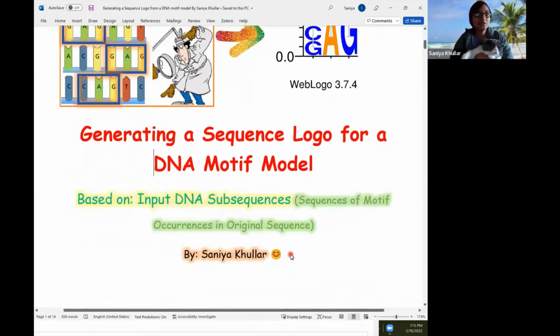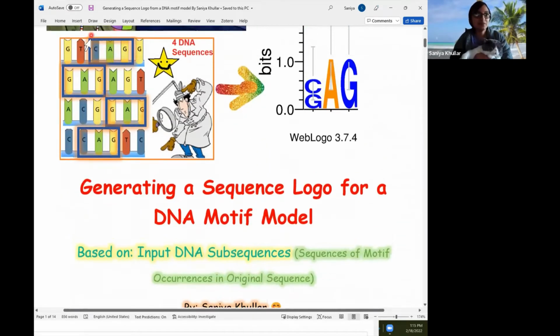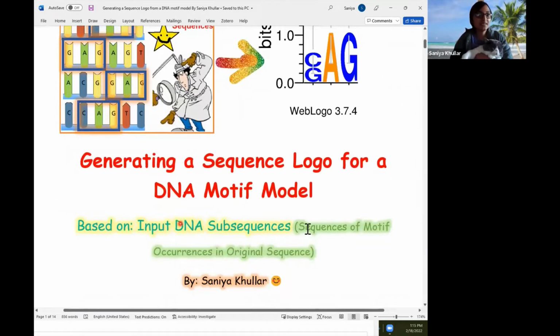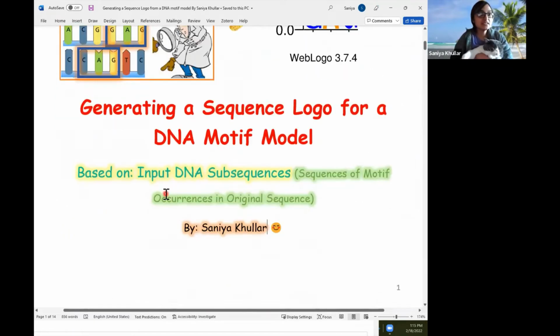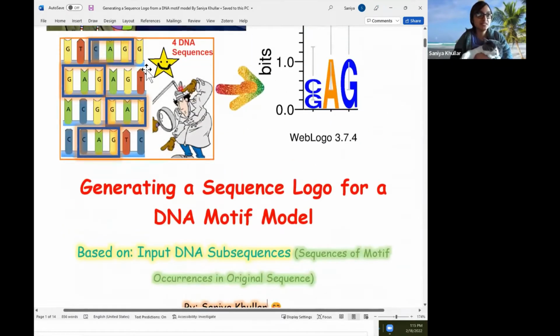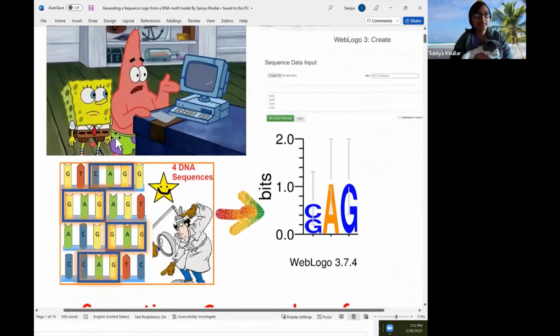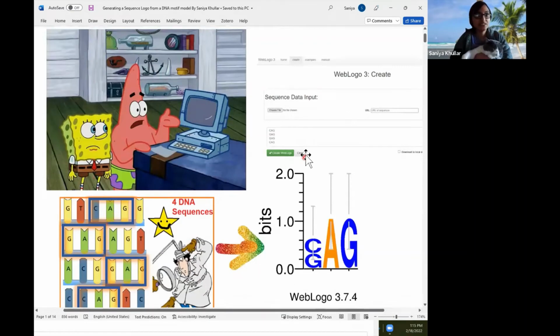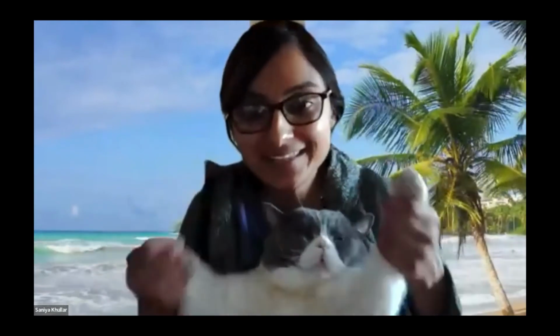So basically, what we're going to talk about here is generating a sequence logo for a DNA motif model based on input DNA subsequences, sequences of motif occurrences in the original sequences. So in these original sequences, what are the motifs that we identified, like CAG, GAG, GAG, and CAG? So that's a preview. We'll be seeing how to generate the sequence logo. That's what we will be teaching you today. We'll be going through some examples and then some biological motivation.